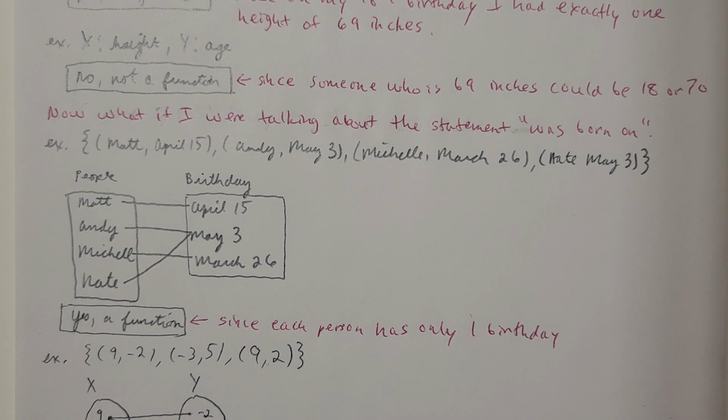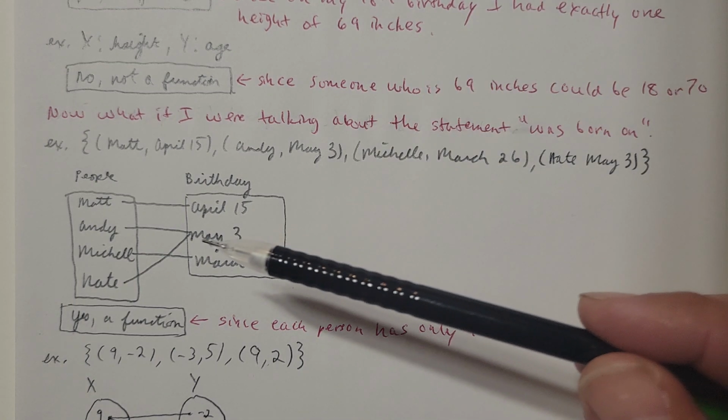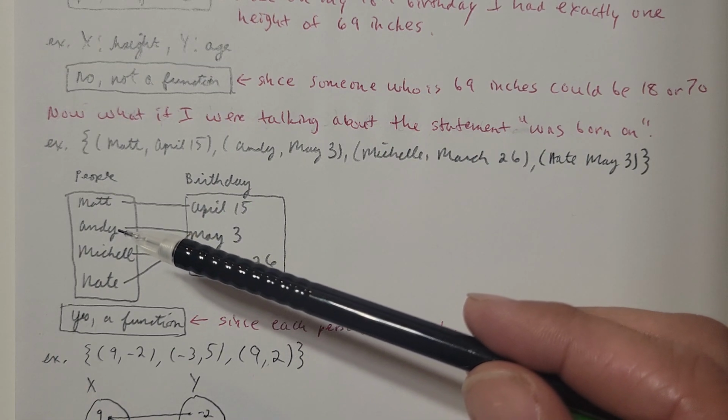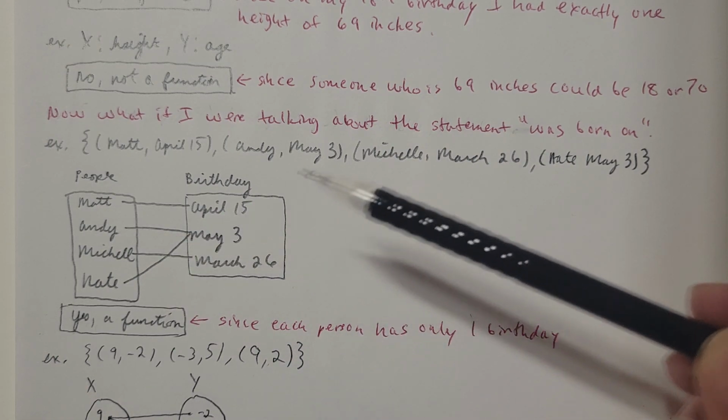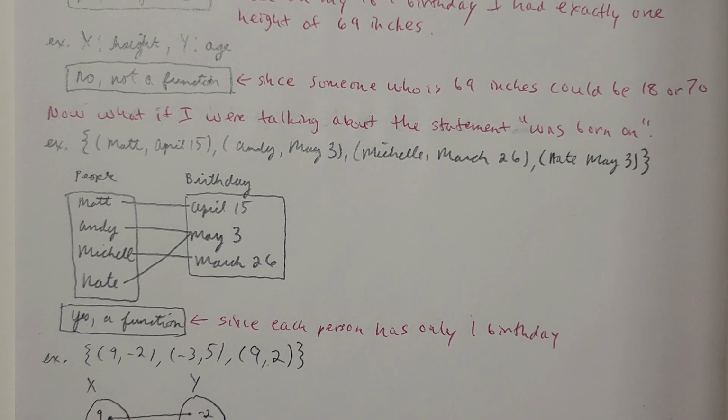Well, yes, it would be. Okay, since each person has only one birthday. Nobody can have 2 different birthdays. That's impossible, right? So everyone has exactly one birthday. Now, maybe if you're unsure, you're probably unsure because Andy and Nate have the same birthday. Is that okay? Yeah, there's lots of people in the world that have the same birthday, right? But everyone has one birthday. Each person has one birthday. Okay.